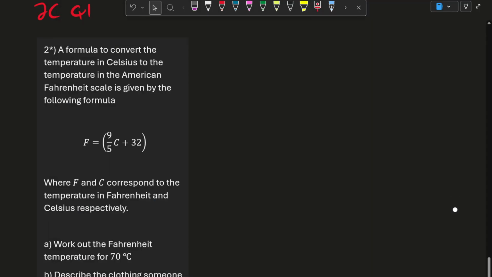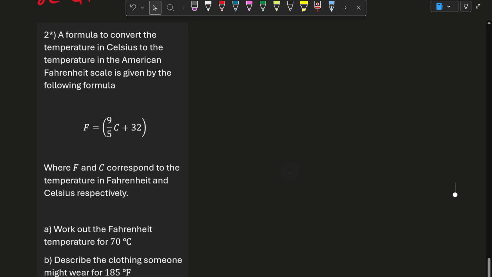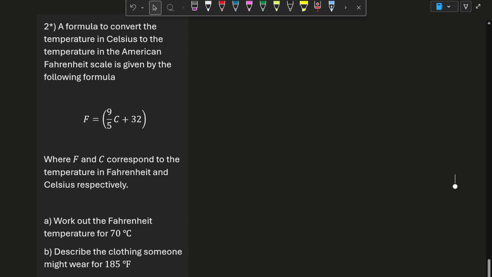Alright, here's the first question that we're going to be doing. This is how we can test anyone's algebra knowledge and see if it's up to scratch, at least for now, for learning the future topics.